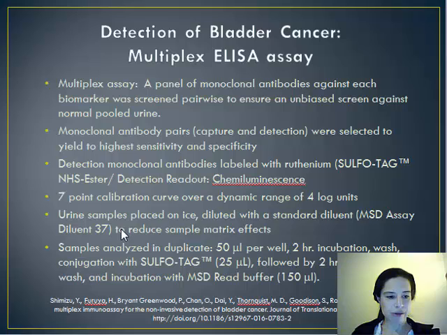When they were working with the actual samples, they made sure that these urine samples were placed on ice and that they had, with this custom kit, a standard diluent that would reduce what are called matrix effects, or differences between your samples, or also the complex nature of urine, to ensure that that's not going to interfere with your assay. So I'm not going to go into all the details here, but you have a certain sample volume, a 2-hour incubation time, a wash, a conjugation with your tagged ruthenium, another incubation and wash, and then you're going to read.